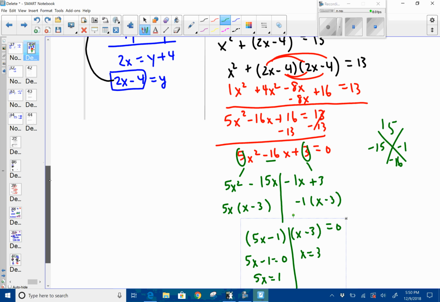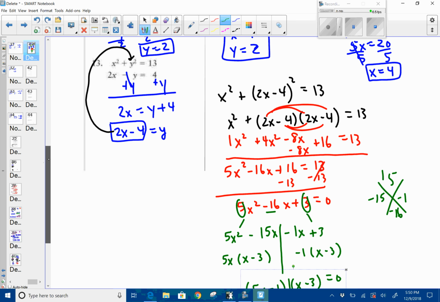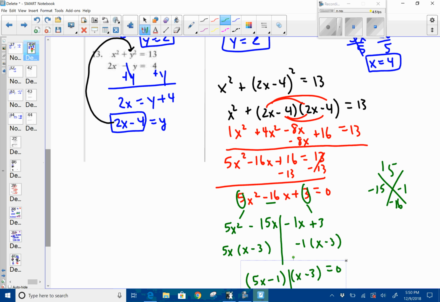So now I'm going to take these and plug it back in. So I'm going to start with x equals 3. So if x equals 3, I'm going to plug it into the top one right here. So I'm going to get 3 squared plus y squared is equal to 13. So I get 9 plus y squared is equal to 13. Subtract 9 from both sides.